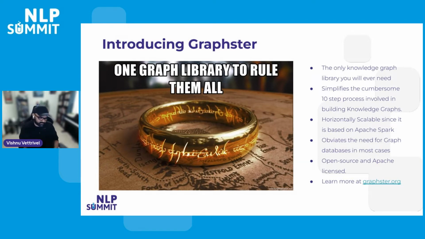And in most cases, not all, but most cases, you can probably stay within the confines of a Spark cluster, which means that you can be completely horizontally scalable. So that's the other problem currently with knowledge graphs: at some point you have to leave a scalable environment like Spark and go into a graph database that's mostly vertically scaled, where you just have to throw more hardware at it and it's not horizontally scalable. And so this would obviate the need for most of those, at least there are some use cases where you still might have to go to a graph database.